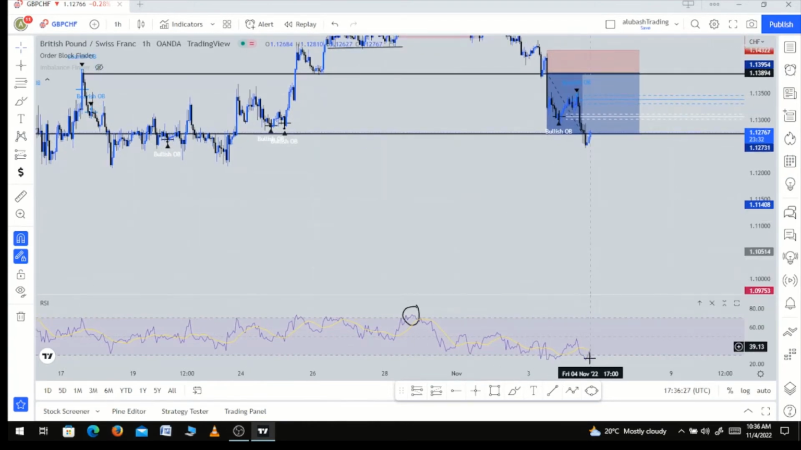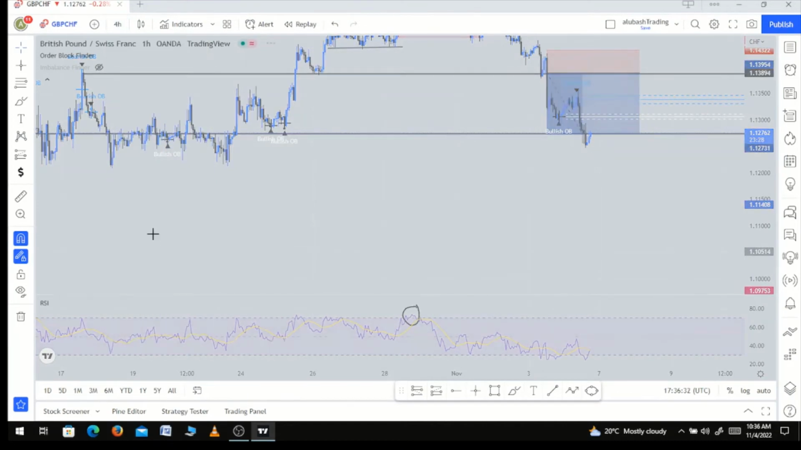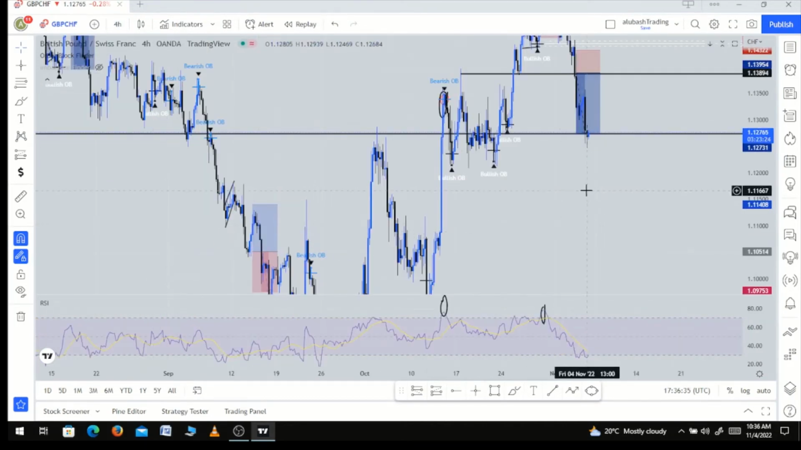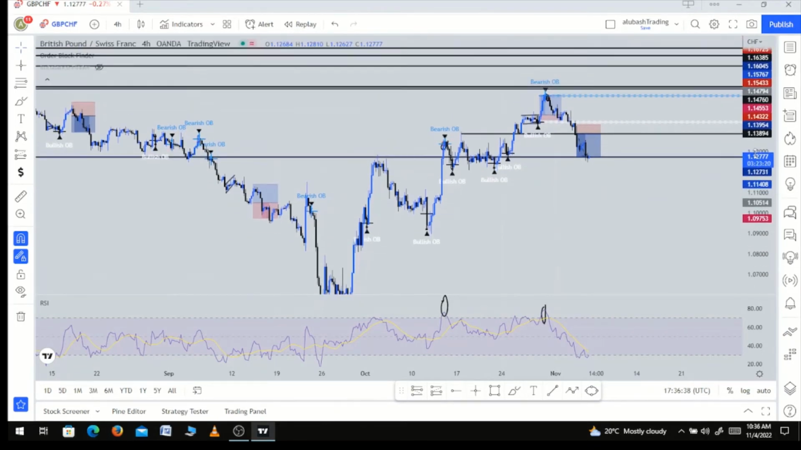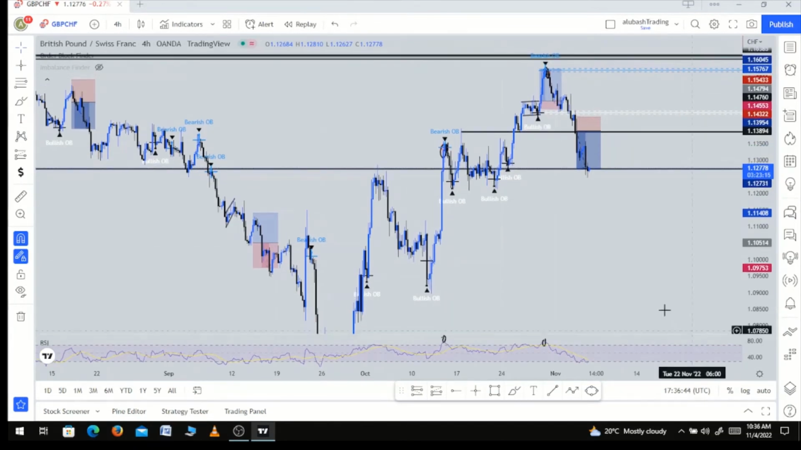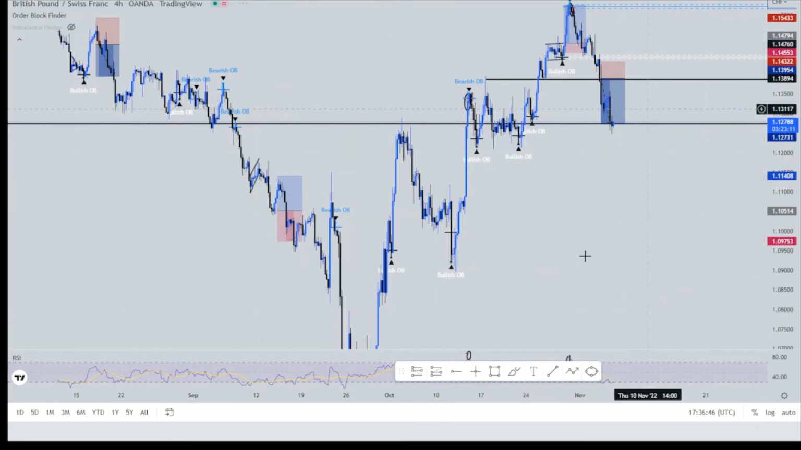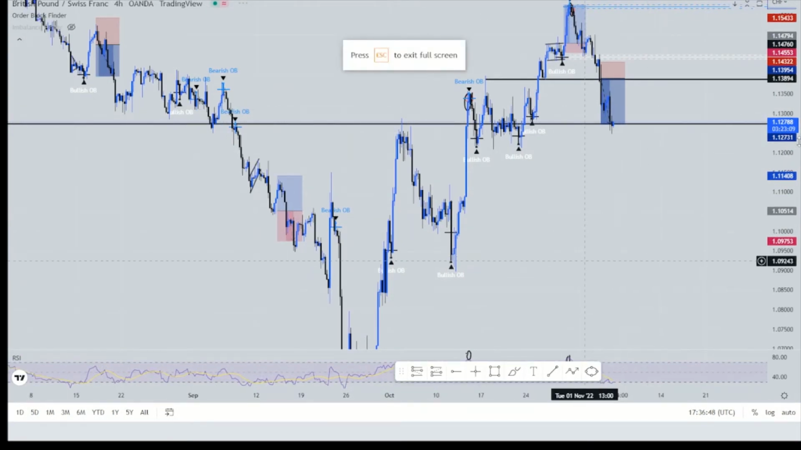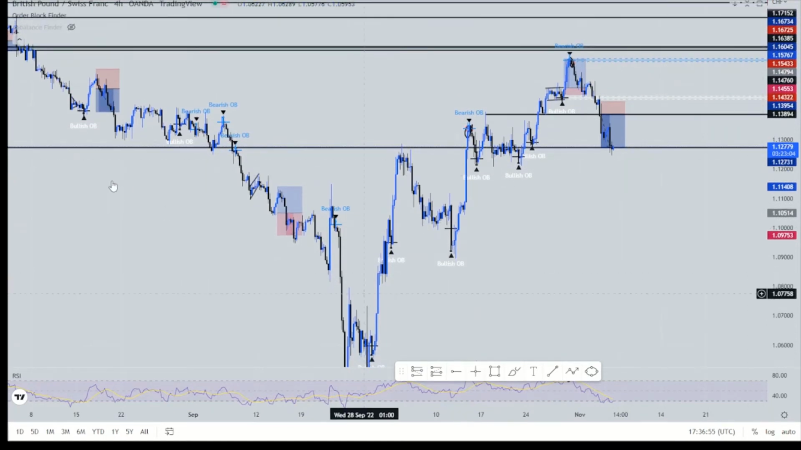Like you can see in this trade, on the 1 hour chart, the market is in oversold. Also on the 4 hour chart, let me show you the 4 hours. On the 4 hours, you can clearly see what the market has been doing. On the 4 hours, the market is in oversold.